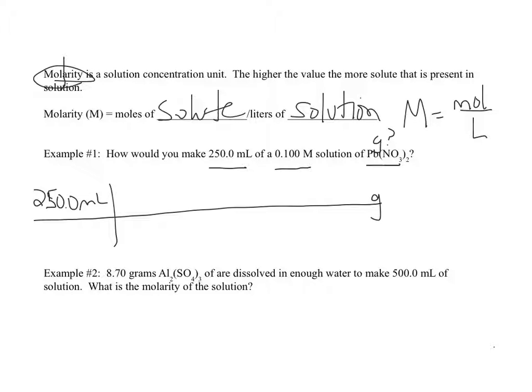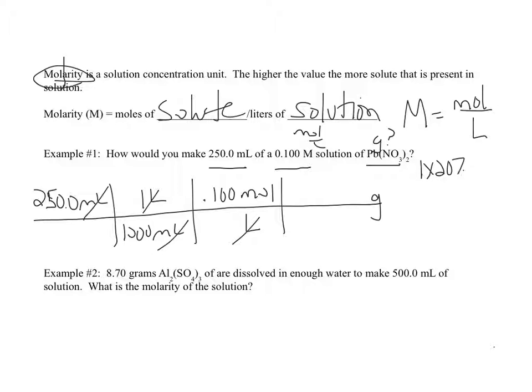I need to get rid of milliliters since this is really moles per liter. Every time you see that big M, you need to think moles per liter. So I'm going to do 1,000 milliliters in 1 liter to cancel my milliliters. And then I'm going to use my 0.100 moles per liter to cancel my liters. To get from moles to grams, you should recognize that from your mole flower as molar mass. So I'm going to do 1 times 207.19. Again, that number is coming from the periodic table for lead.